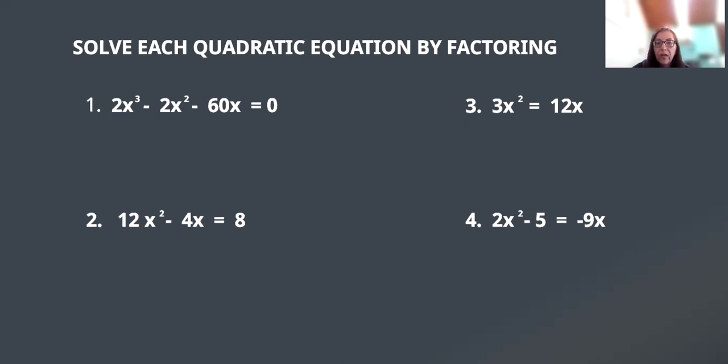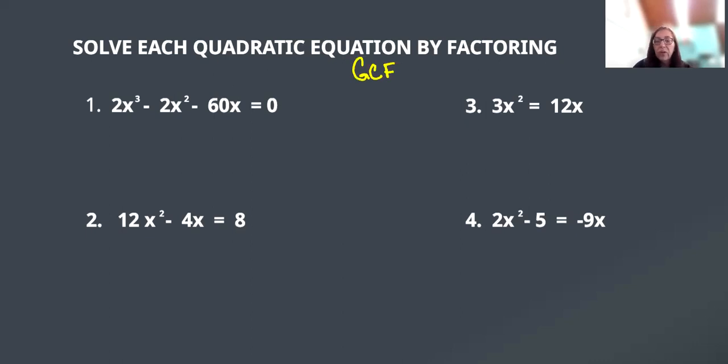The greatest common factor. Well, let's look at the numbers, the coefficients first. We got a 2 and a 60. So look at the smallest number, 2. 2 goes into 2, 2 goes into 60. So I can take out a 2.